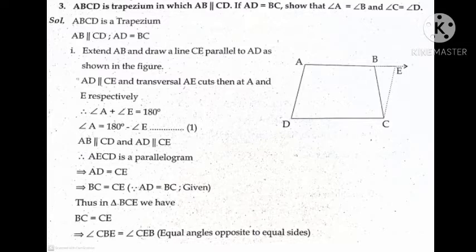AB is parallel to CD and AD is parallel to CE. Therefore, AECD is a parallelogram. That implies AD equals CE because in a parallelogram opposite sides are equal. That implies BC equals CE since AD equals BC, that is given in the problem. Thus, in triangle BCE we have BC equals CE. That implies angle CBE is equal to angle CEB since angles opposite to equal sides are equal.